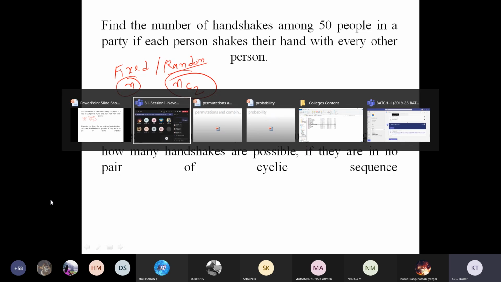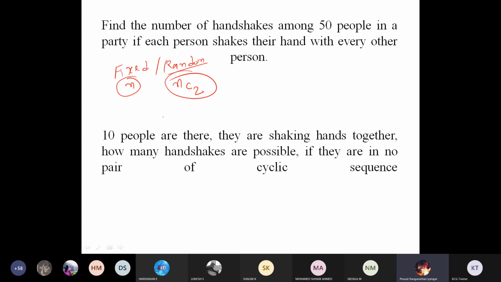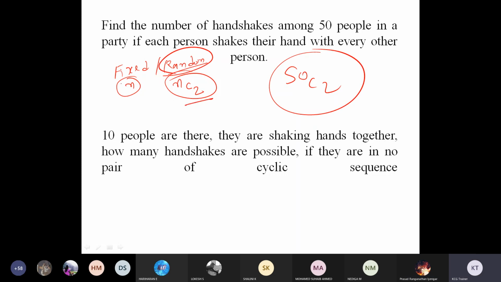Will it come like 50C2, sir? That's all. Just remember, random means your answer is NC2. Fixed, not moving, means the answer is N. So 50C2 will be your answer. That's all. Similarly, second question, 10 people are there. They are shaking hands together. How many handshakes are possible if they are in no pair of cyclic sequence?